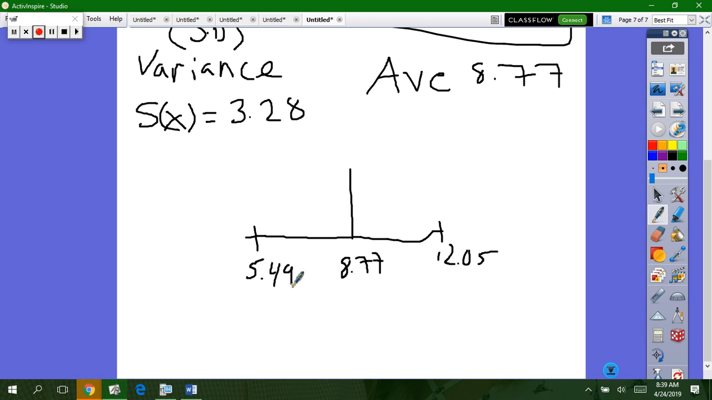So shoe sizes from 5.5, basically 5.5 to 12, you're within one standard deviation of the mean. And that means, I'll tell you later, but I can tell you now, that means 68% of our data is between a 5.5 and a 12.